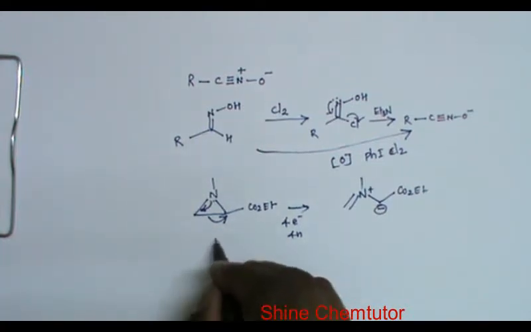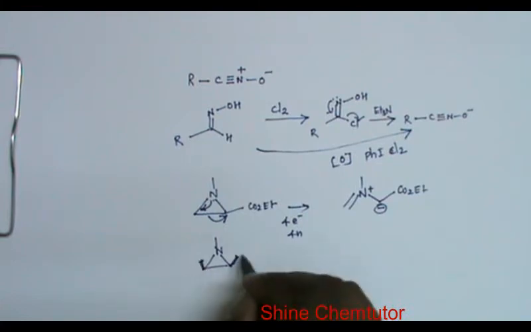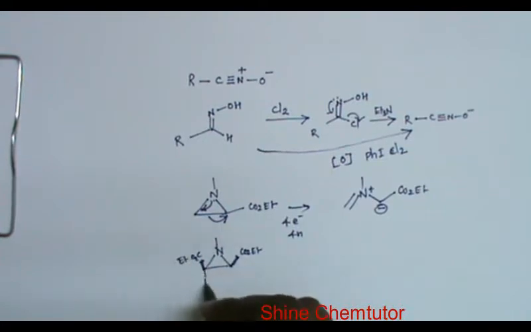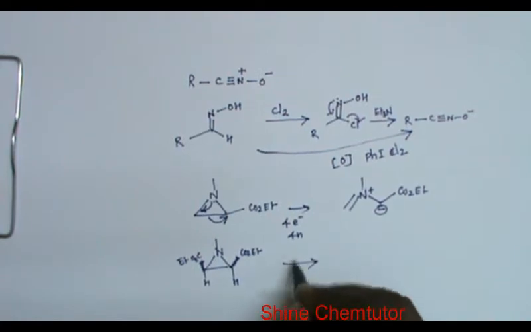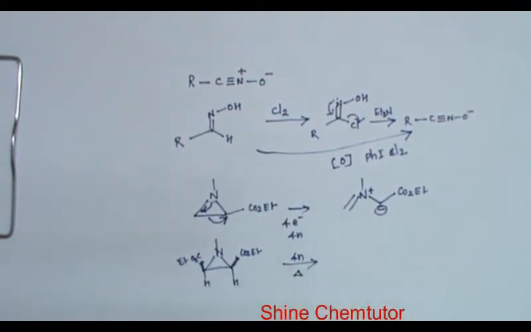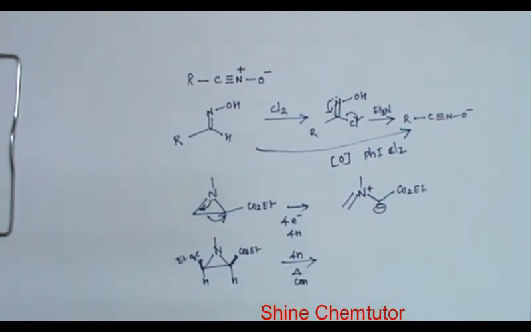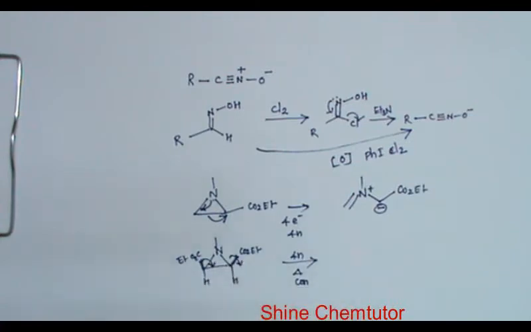Particularly when you go for a system like this, say you have CO2 here as well as here, hydrogen at the bottom. Since it is a 4n system, under thermal condition, 4n thermal conrotatory, it will undergo conrotatory. So we can go like this, and you can get the intermediate azomethine ylide, which can be subjected to 1,3-dipolar cycloaddition.